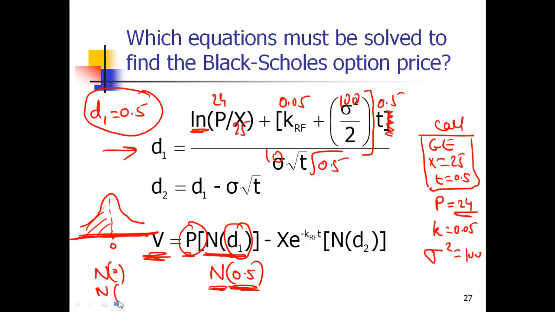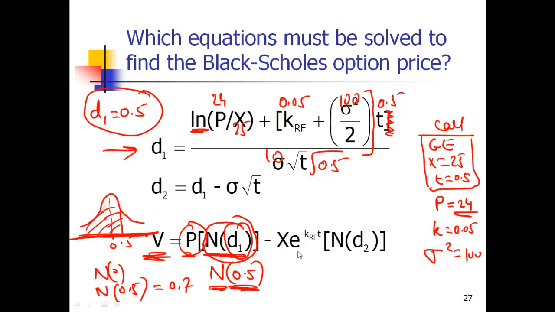So N of 0.5 will be what? You find this line at 0.5. So roughly what do you think it will be? Yeah, it will be 0.6 or 0.7. So let's say that N of 0.5 is 0.7. Make sense or not? I'm sure you've studied this in statistics. So approximately 0.7. Now you know what N of D1 is.